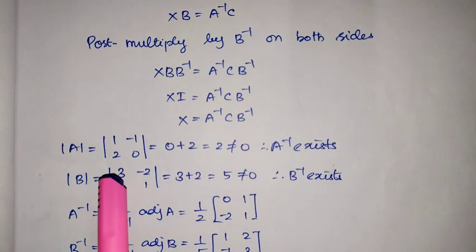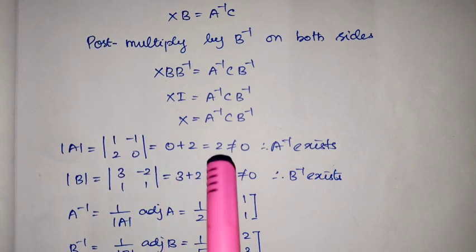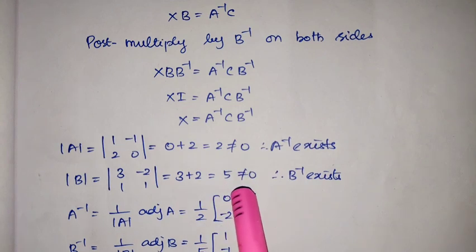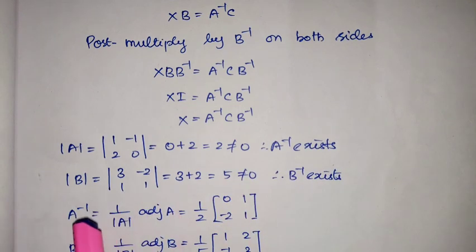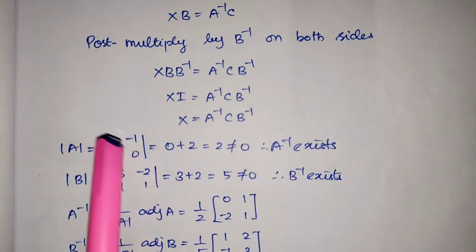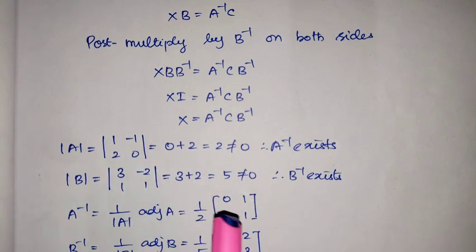Now determinant B, 3 into 1 is 3, minus 1 into minus 2 is minus 2, so it is plus 2. So 3 plus 2 is 5. So this is also not equal to 0, so B inverse exists. A inverse is equal to 1 by determinant A into adjoint A. Determinant A is 2, so 1 by 2 into, interchanging the two elements, 0, 1, minus 1 becomes plus 1, 2 becomes minus 2.